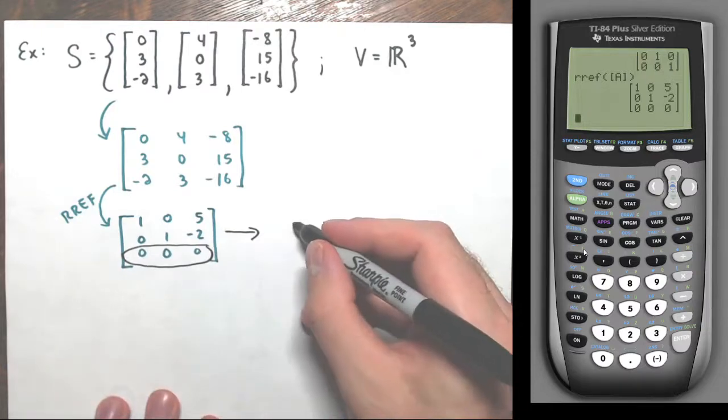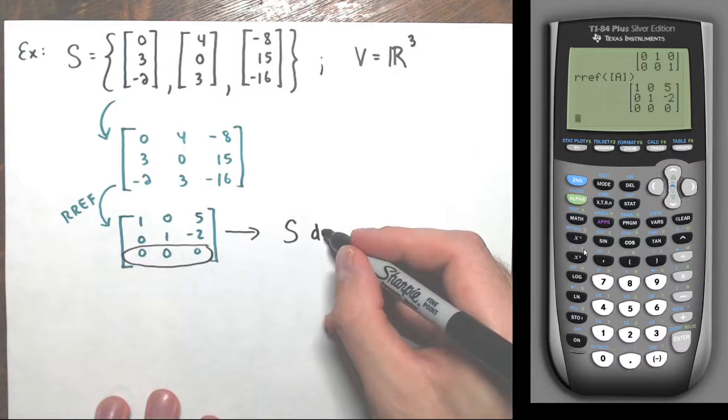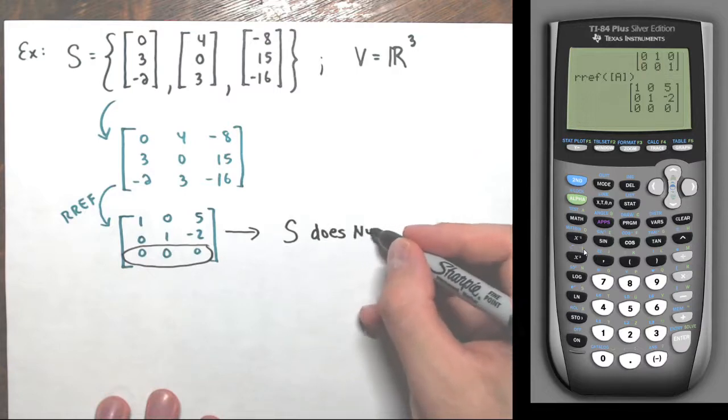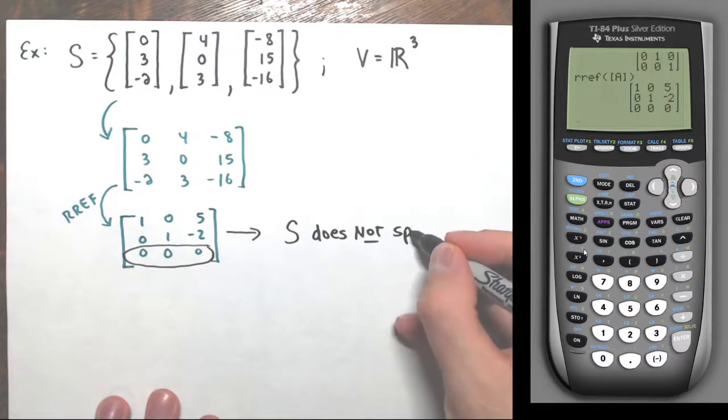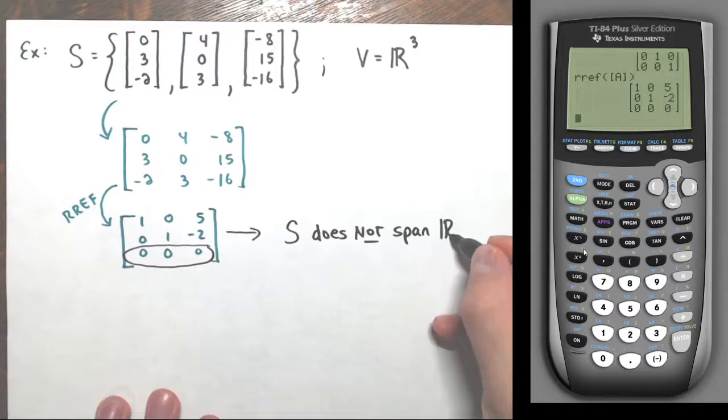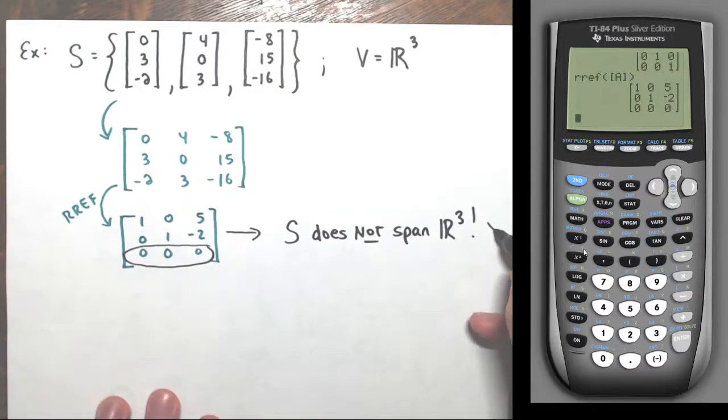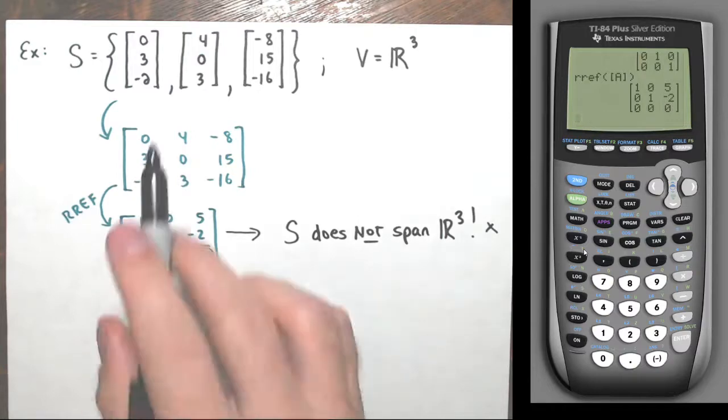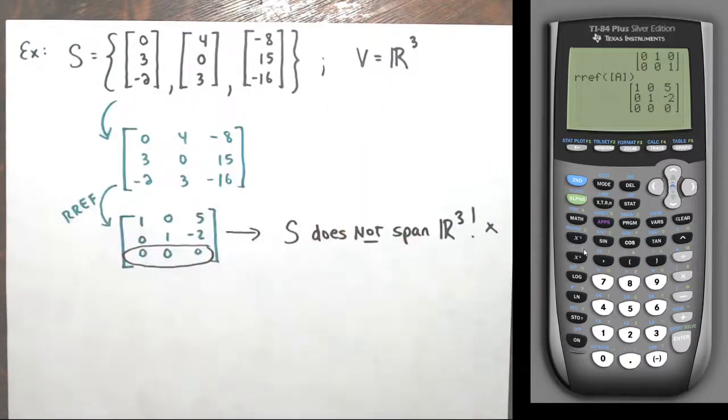So S does not span R3. And that's bad. All right. So right away I can say that this set of 3 vectors is not a basis for R3. Remember I said that, right? Not every set of 3 vectors will be a basis for R3.